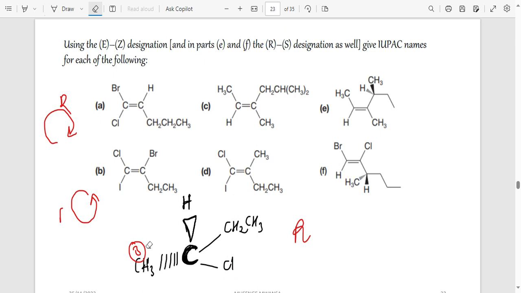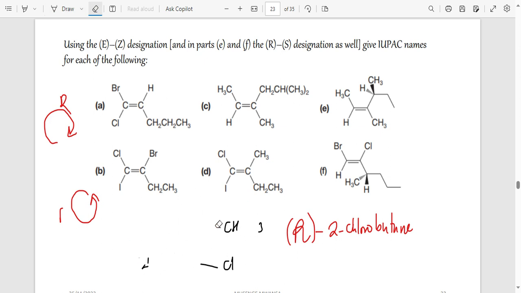But that's not the name, that's just a configuration. So what will be now the name? Remember to count the longest continuous carbon chain. So carbon number 1, carbon number 2, number 3, number 4. In position number 2, I've got a chlorine. So this is going to be R-2-chloro. The chain has 4 carbons, butane. So this is R-2-chlorobutane. That is how you determine the configuration.